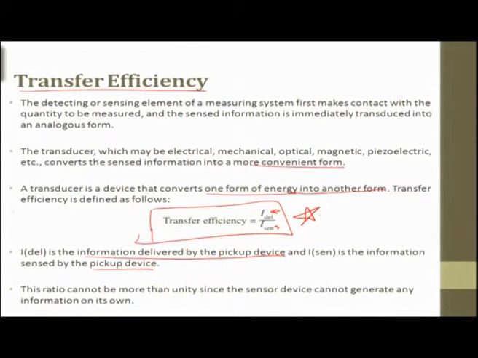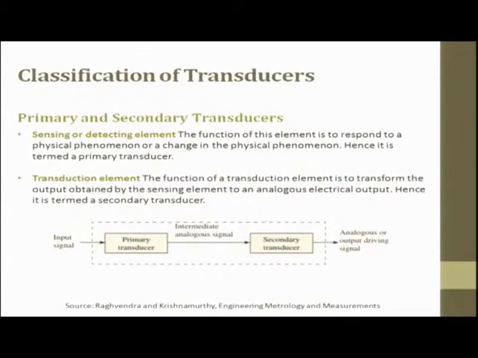This is very, very important. A transducer is a device that converts one form of energy into another form, and the transfer efficiency is defined as I del by I sen, and the efficiency can never be more than 1. So, I sen cannot generate its own signal, which is making sense. So, this is the ratio for transfer efficiency.